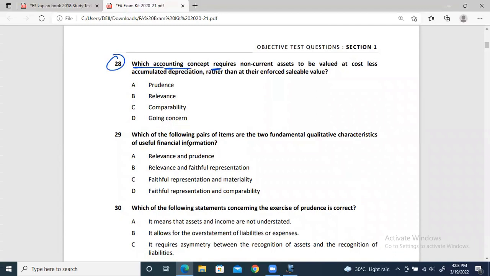Which accounting concept requires non-current assets to be valued at cost less accumulated depreciation rather than their enforced sellable value, right? So I think the correct answer of this will be going concern, option D. Why not A, B, and C? Because A is prudence. Prudence basically is affiliated with the incomes and the expenses. Relevance is also not right because this does not involve any kind of relevance, right? And comparability is also not right because we don't compare assets in any way, right?